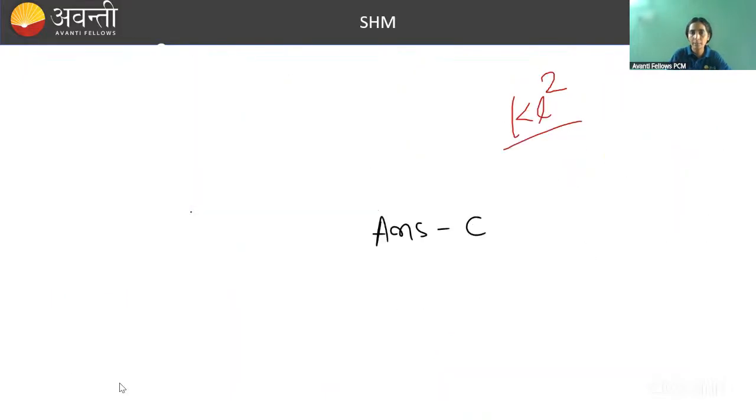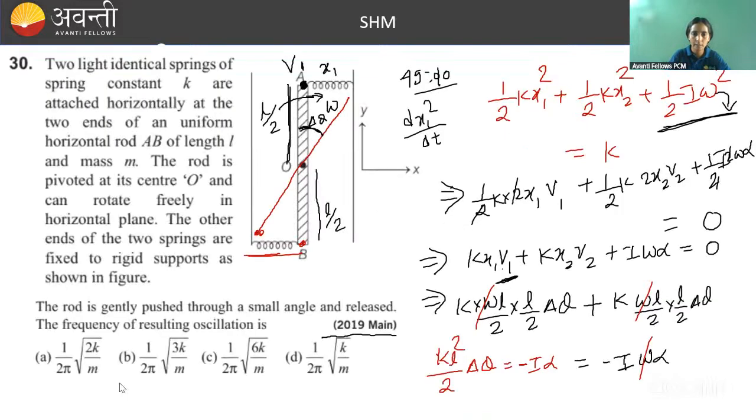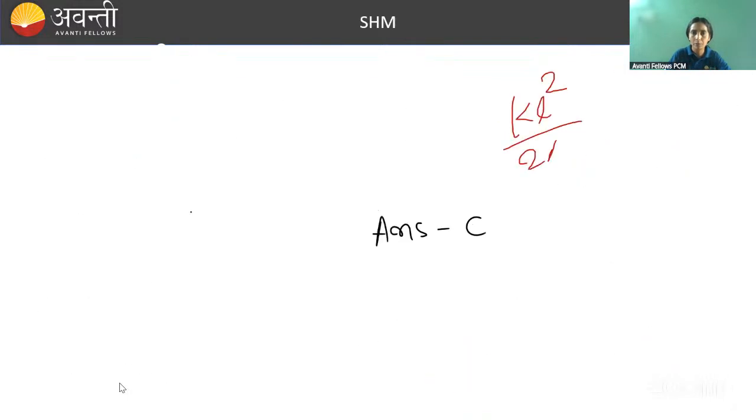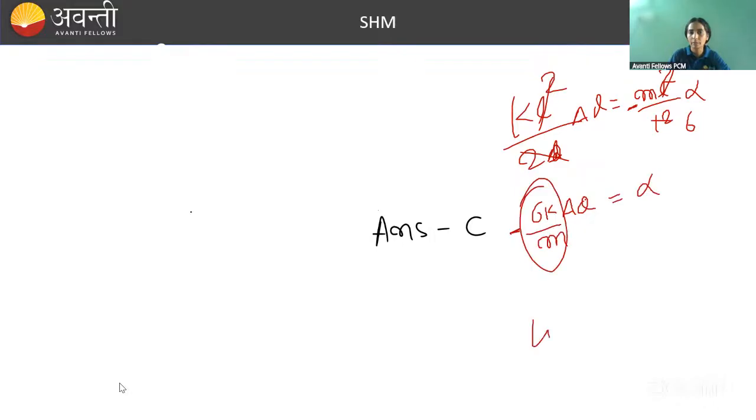So KL square by how much we got it? KL square by 2 delta theta equal to I कितना होगा? ML square by 12 into alpha. ठीक है? With negative sign. So from here you can solve it. L square will get cancelled. So this is 6k by m delta theta equal to alpha with negative sign. So this is omega square. Omega square is 6k by m.